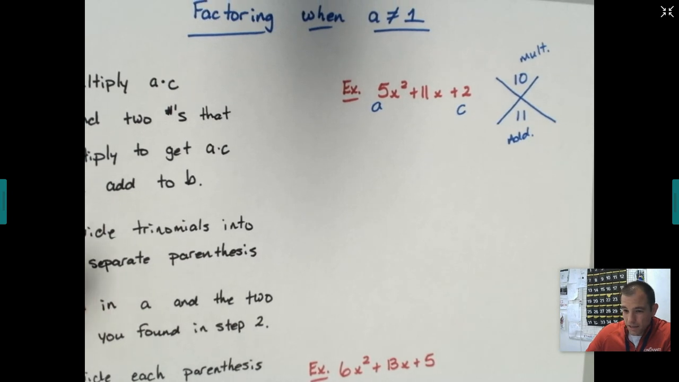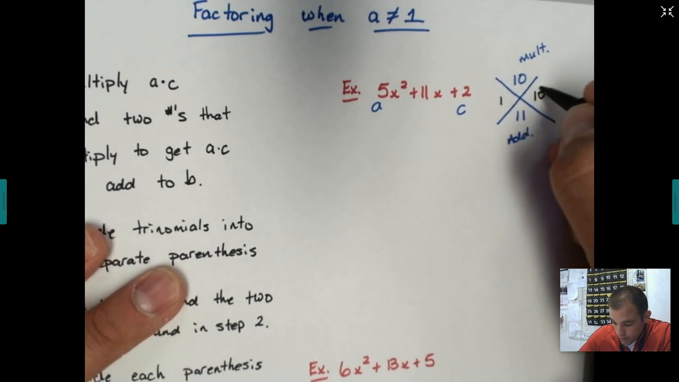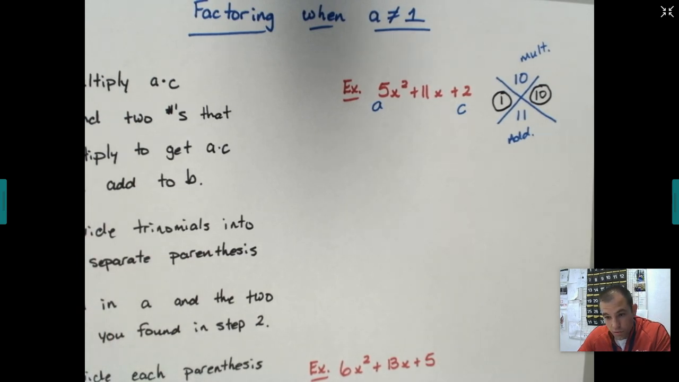If we thought about it, again, you could list out everything that multiplies to get 10. You have 1 and 10, or you have 2 and 5. That's the only things that multiply to get 10. Out of those options, the only ones that will add to get 11 are 1 and 10. And I always circle these numbers just so I remember those are the ones that I found.